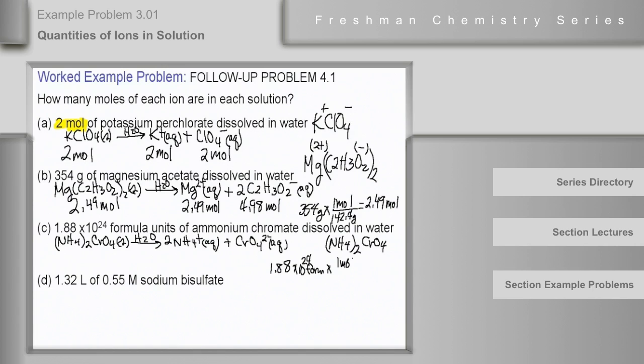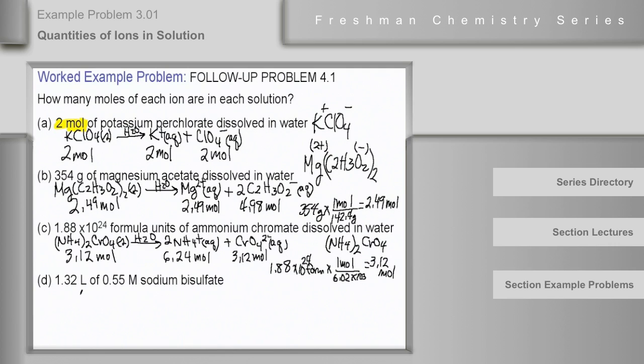times 1 mole per Avogadro's number, 6.02 times 10 to the 23rd, and that gives us 3.12 moles of ammonium chromate. And when it dissolves, being a strong electrolyte, it will form 2 moles of ammonium ion for every mole of ammonium chromate, so this is 6.24 moles, and 3.12 moles of the chromate ion.